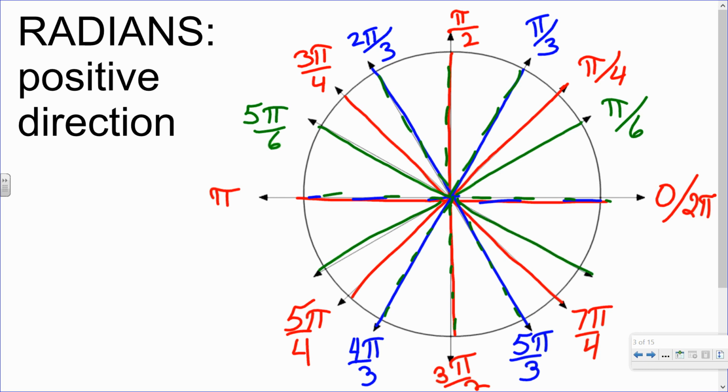So 6/6, 7/6, 8/6 was 4/3, 9/6 was 3/2, 10/6, that's 5/3, and so this one is 11 pi over 6, and then just need one more 6 to make 2 pi. And those are your radian measures for the unit circle.